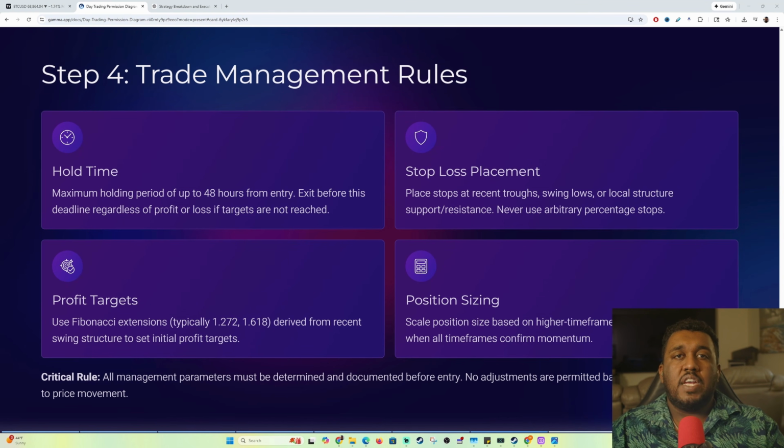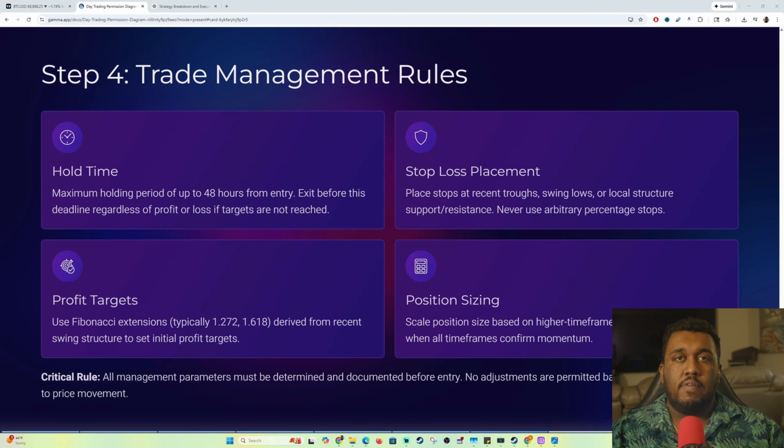So this is just a slight recap of what we just talked about here. Step 4 is going to be covering the trade management rules. Day trades have a maximum holding period of up to 48 hours from entry and must be exited before the deadline, regardless of the outcome, even if your price target's not reached. A lot of times you might not hit the goal, but you'll be walking away with a profit. Stop losses are placed at the recent troughs or the swing lows or your local structure right there, and never based on arbitrary percentages.